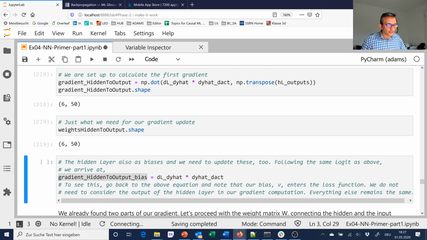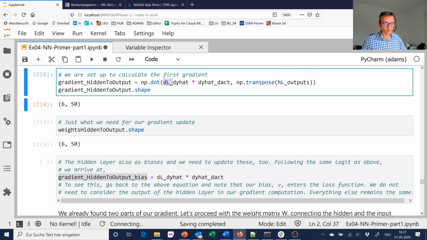Next thing is the bias vector of the output layer, the gradient of the hidden to output bias. And actually, it turns out that that's quite easy and rather similar to what we did before, note that bit here.